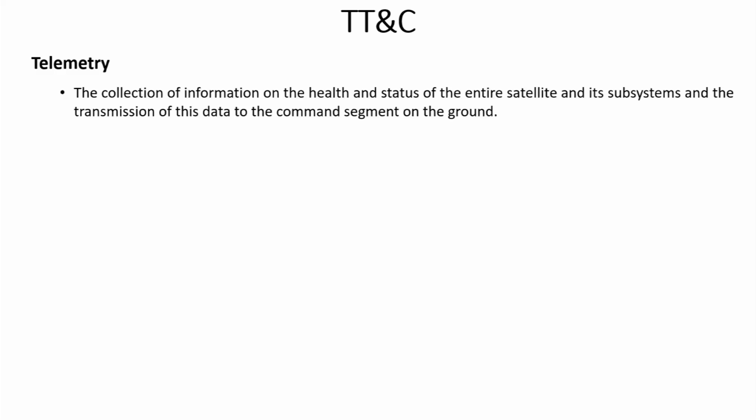Now, just quickly we will try to define exactly what telemetry, tracking and command are. Telemetry is basically the collection of information on the health and the status of the entire satellite system and its subsystems, and the transmission of this data to the command segment on the ground. So, this data is sent back to the command segment, that is, the telemetry receiver.